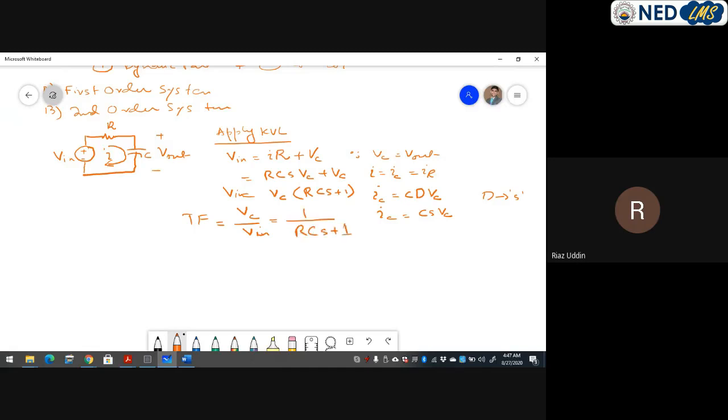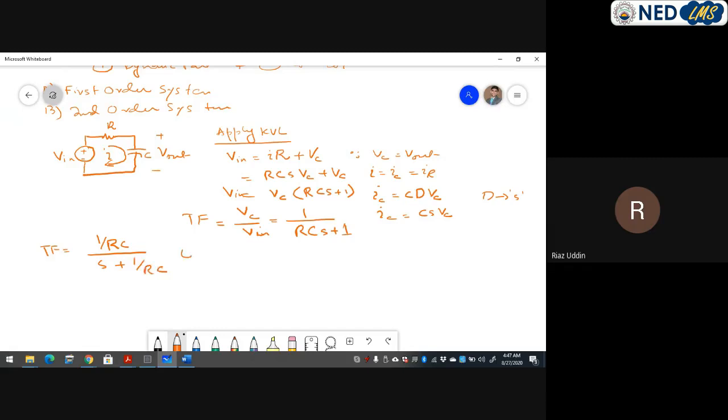Now, further simplifying this, if I divide the numerator and denominator by RC, your transfer function becomes 1 upon RC, divided by S plus 1 upon RC.